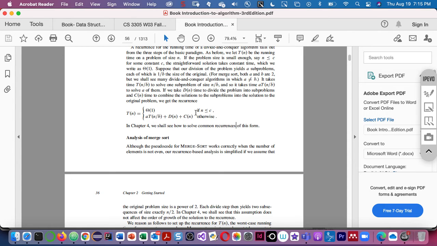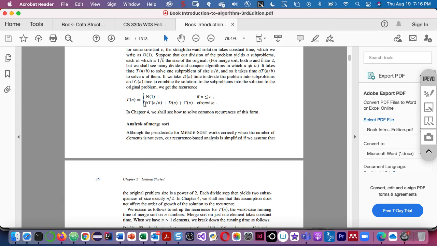For all recurrences of n, if n is a smaller number, less than or equal to c, for instance any constant number, then it takes constant time. But if n is a larger number, then we will get this kind of formula: a times T of n by b plus dn plus cn. We will learn what this means. This part, a times T of n by b.